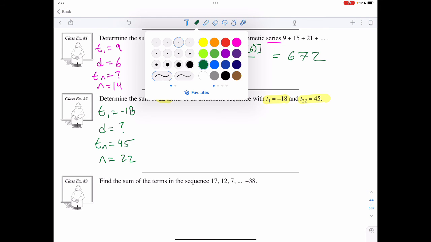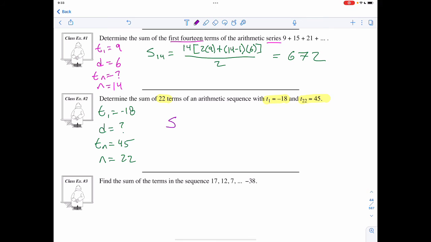And then I can put this into my formula. The sum of the first 22 terms is 22 times term 1, which is negative 18, plus the last term, which is 45, all divided by 2. And I don't even need to solve for what the common difference is. And this is going to give me 297.